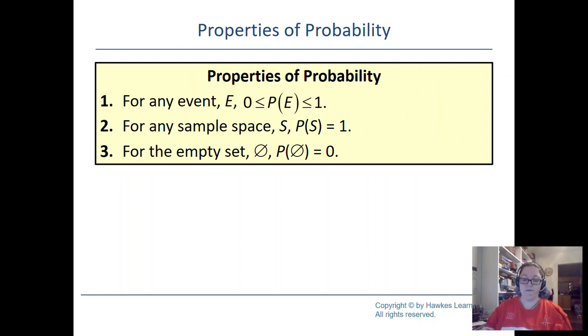Anything that you have for probability, all of the probabilities should be between 0 and 1. If you have any probability that's more than 1, then that is not a true probability. So remember that. Also, the probability of the sample space, that every event is going to occur, is always going to be 1, and the probability for an empty set, so that nothing actually occurs, is 0.